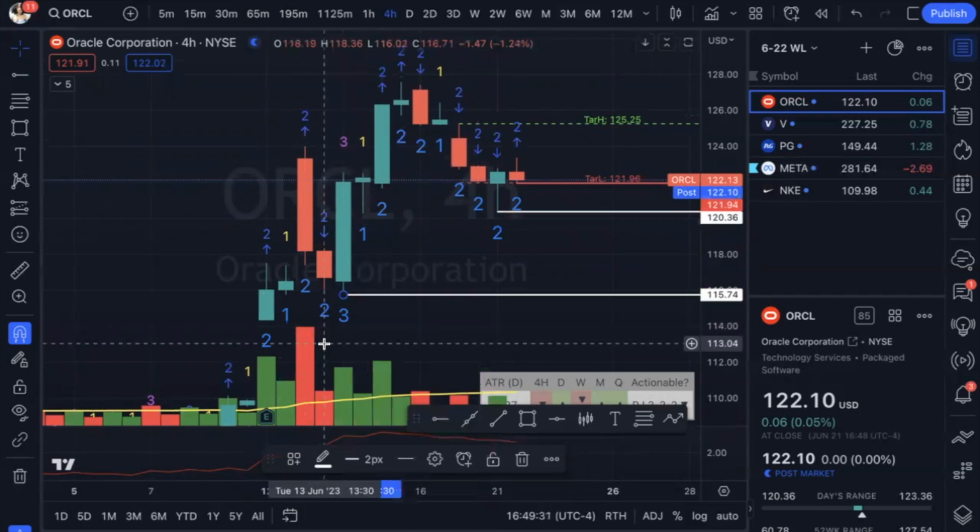So now we have our entry to the downside. Now, this may trip you up a little bit. We have to work our way through time frames, okay?